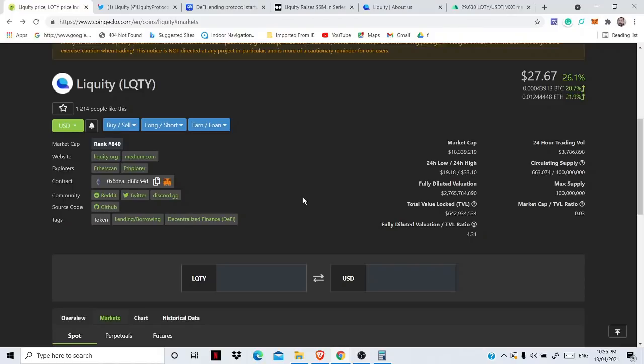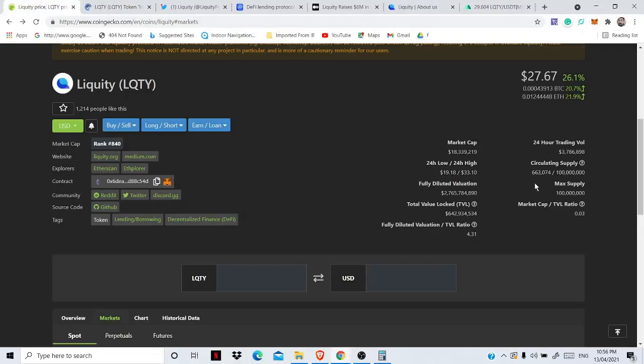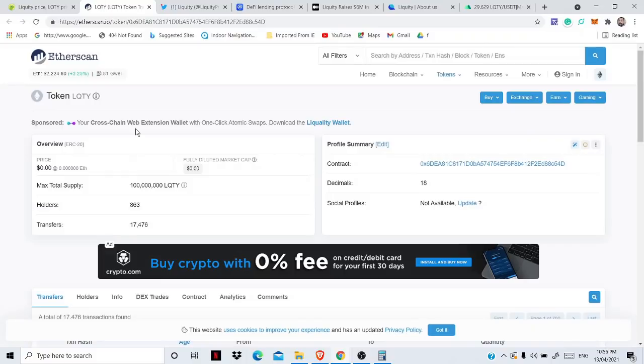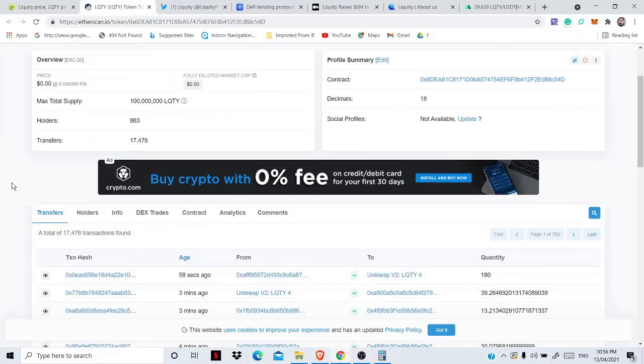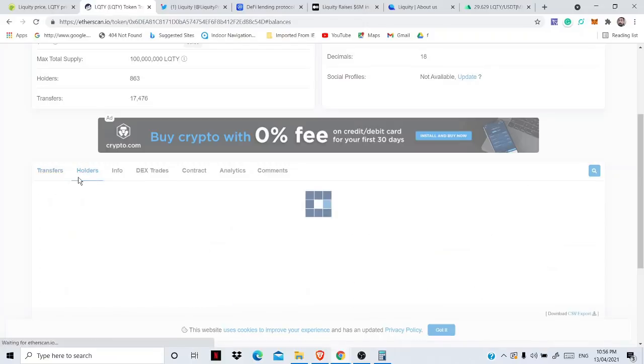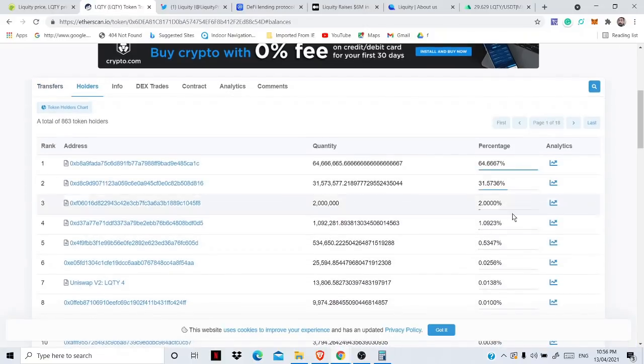But guys, I want to mention one thing. You need to be really careful. If you go to Etherscan, you can see they only have a circulating supply of half a million, not even 1 million. And if we go into holders, you can see 3 addresses hold approximately 95% of the total token supply.